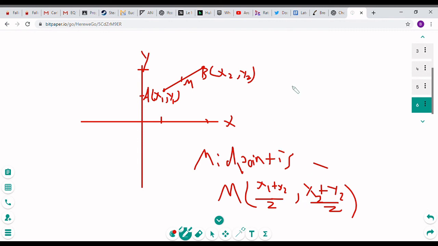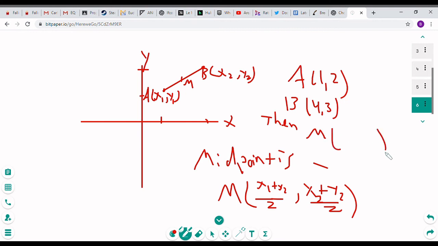Okay, so let's just do a couple examples. Let's just do one example and actually be done. Let's say this was the point A is 1, 2, and B is 4, 3. Then the midpoint would be the average of the two, which is 1 plus 4 divided by 2, which is 2.5. You can check on the calculator if you're not sure. And 2 plus 3 divided by 2, which is 2.5.